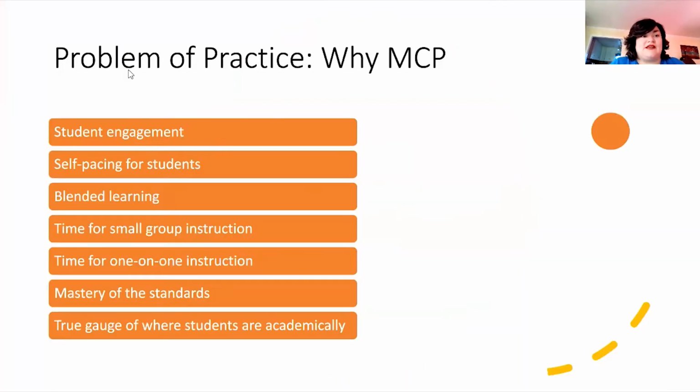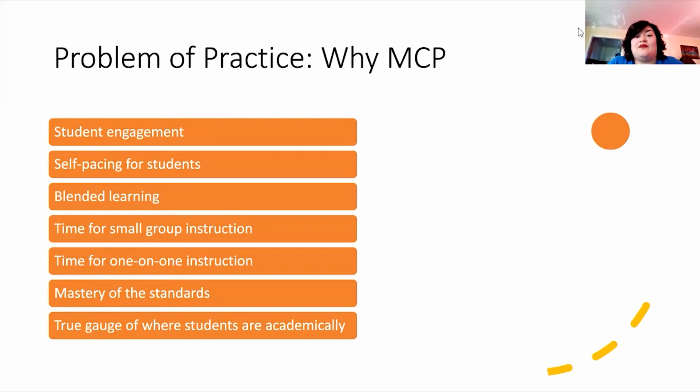So the problem of practice, so why I like Modern Classroom Project is student engagement, self-pacing for students, because you always have those students who work faster and grasp concepts more quickly than others, while you have other students who need reteaching or need more time on a certain concept. Blended learning, so I teach science, so everything can't just be online. I do offer hands-on experiences and experiments and things like that that help to blend this online and in-person learning structure.